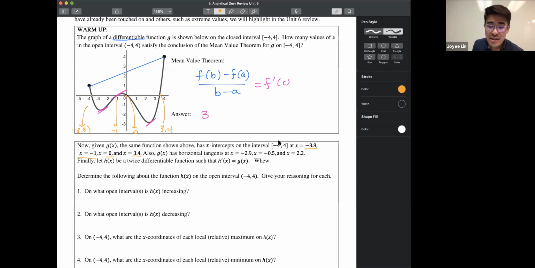And the function has horizontal tangents. Let's use different colors so it's easier to see. This, and this. -2.9, -0.5, and 2.2.